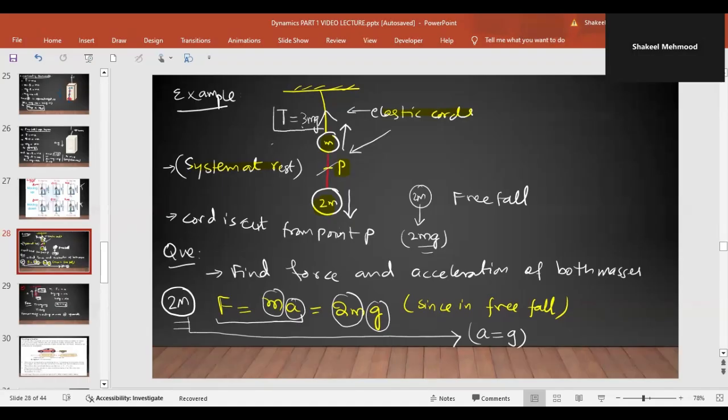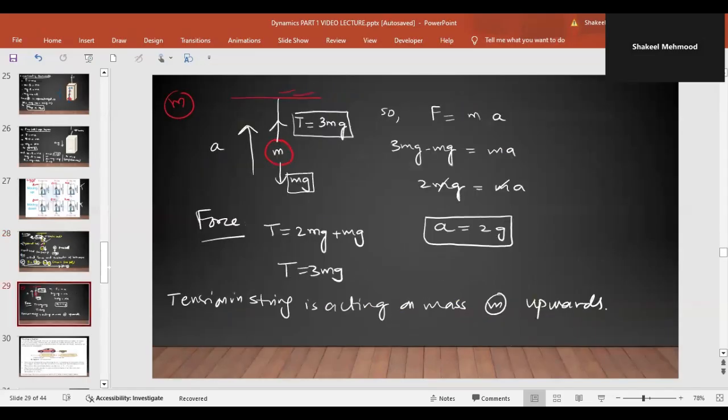This is a very important thing. You need to know that the tension is 3 mg, not mg. Why? Because the two masses are there. But once you cut the cord, the tension still remains 3 mg, but the downward weight becomes mg.